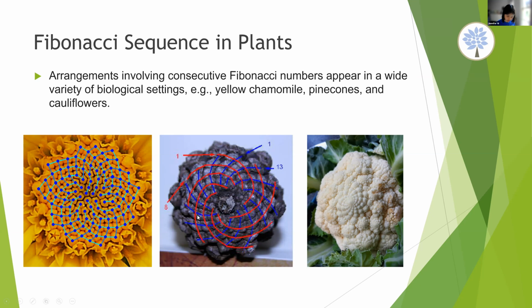In pine cones, there are 13 clockwise curves and 8 counterclockwise curves. These are all Fibonacci numbers. The sequences are also seen in cauliflowers, where their tops look like a Fibonacci spiral.